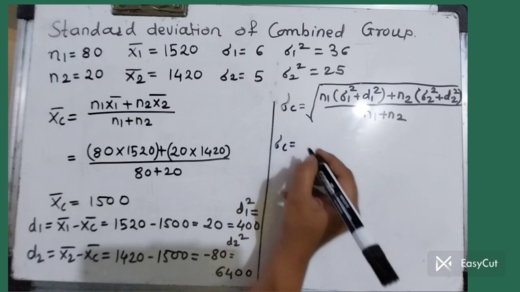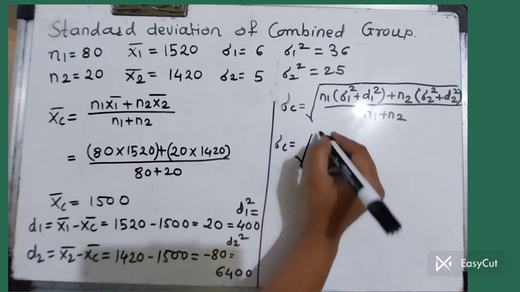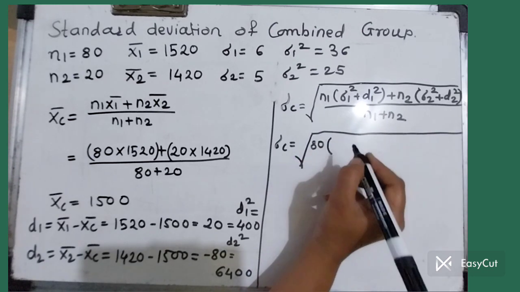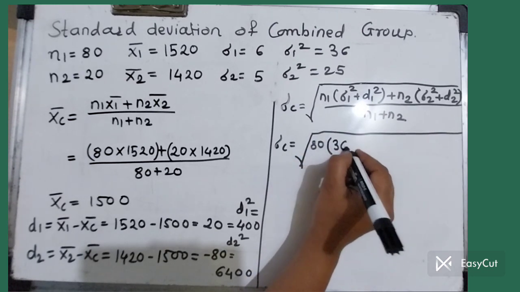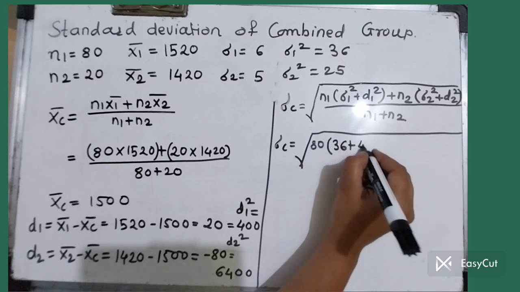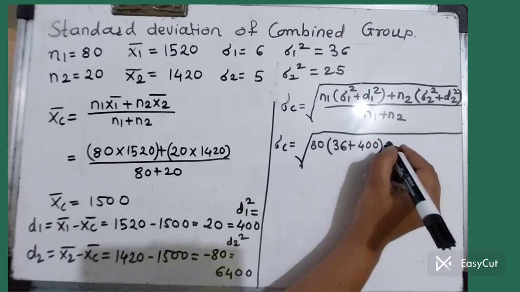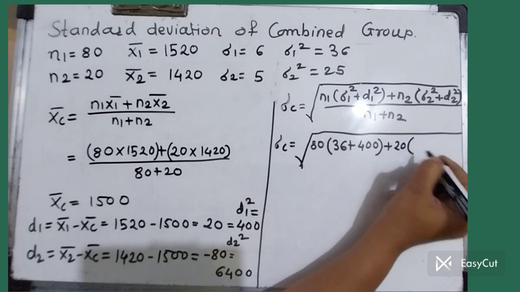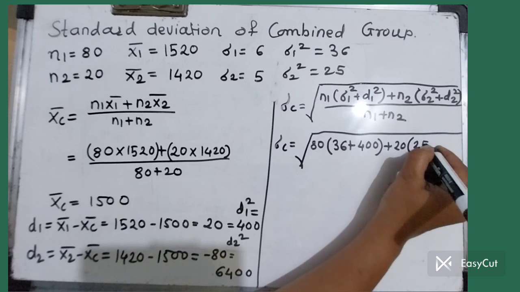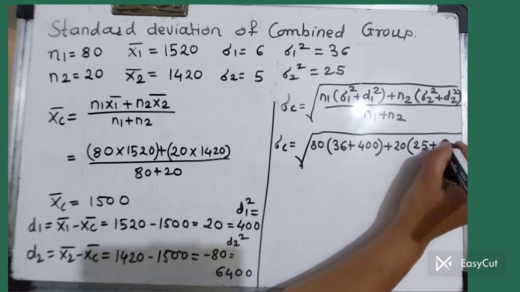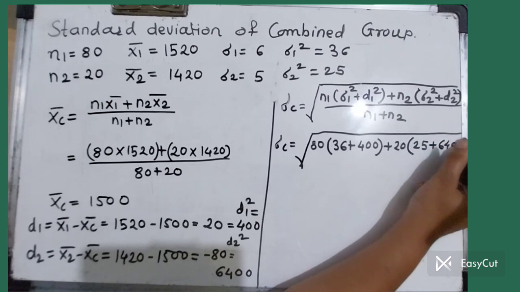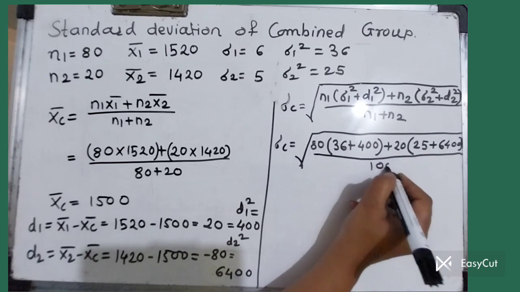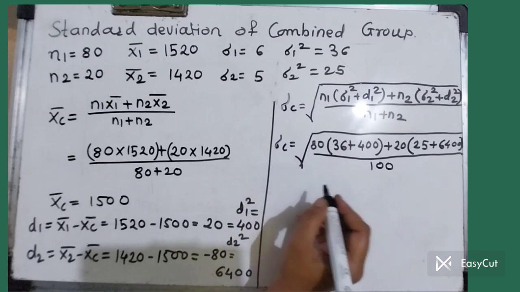Sigma C equal to, see, N1 is 80 into bracket, sigma 1 square is 36 plus 400, plus N2 is 20 into, okay, sigma 2 square is 25 plus 6400, divided by 100. 80 plus 20 is 100.